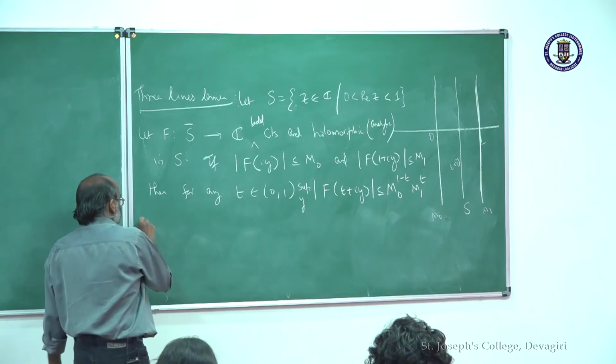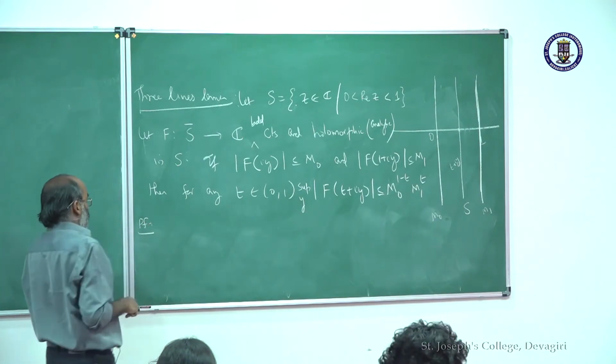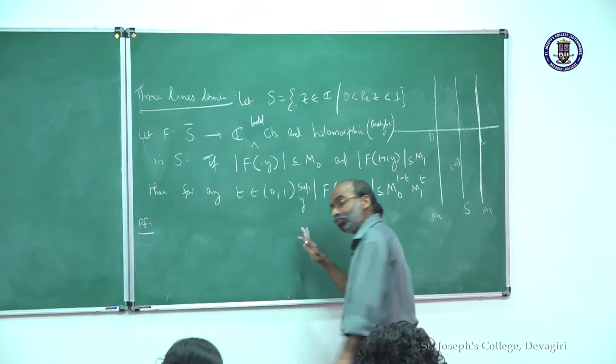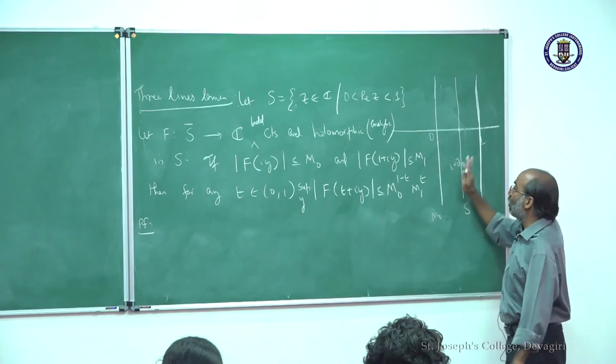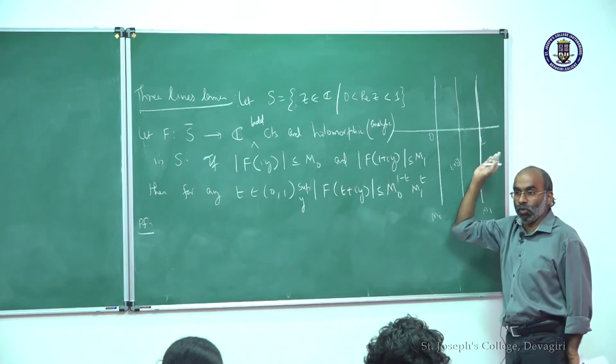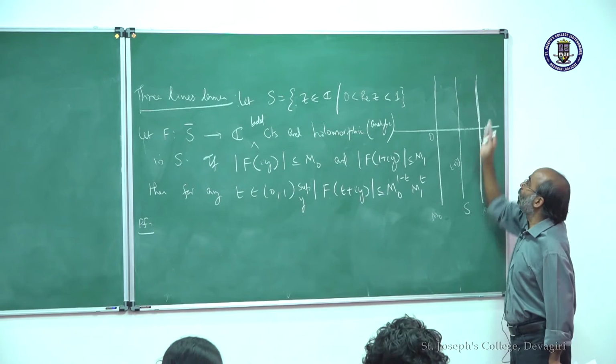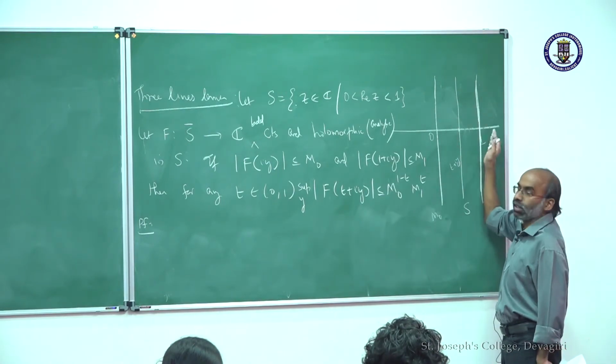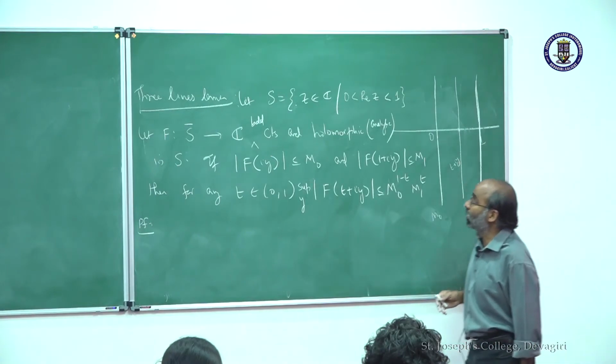Well, the proof of this is purely complex analysis, but we need some auxiliary functions which are not very difficult to construct. So, is the statement clear? I have a holomorphic function here which is continuous up to the boundary. I have bounds on the boundary. I have bounds on these lines. That's why it's called the 3 lines lemma, right? You have 3 lines.